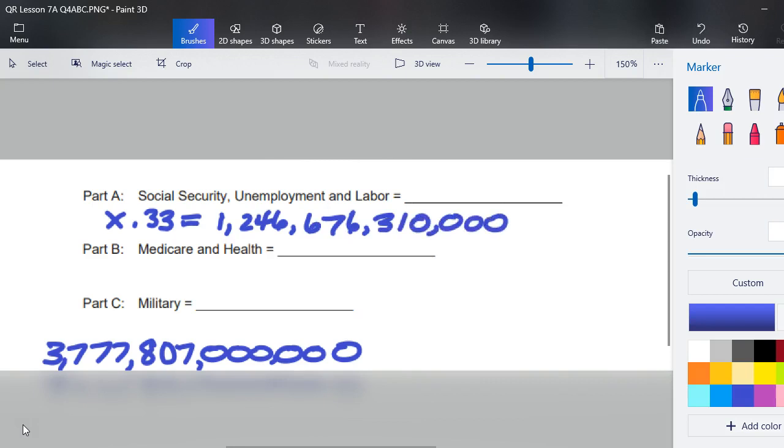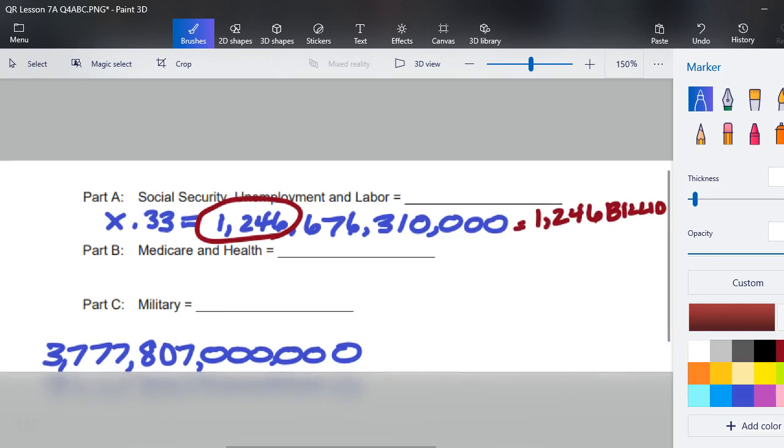And to round this to the nearest billion, if this is million and this is billion, let me change colors. Then I'm going to write it as 1,246 billion. We'll keep going with Medicare and health and with military. If you have not already completed B and C, please hit pause, and I'll see you back in just a second to finish these other two.